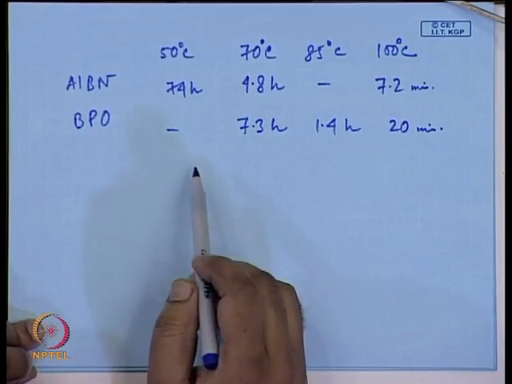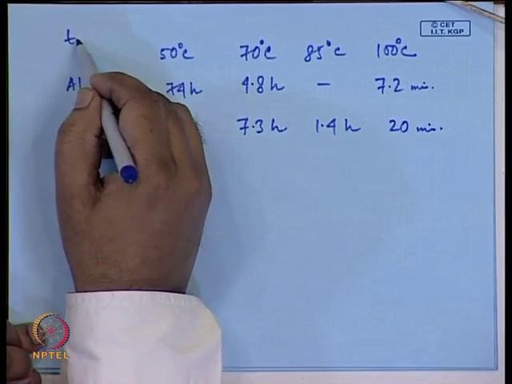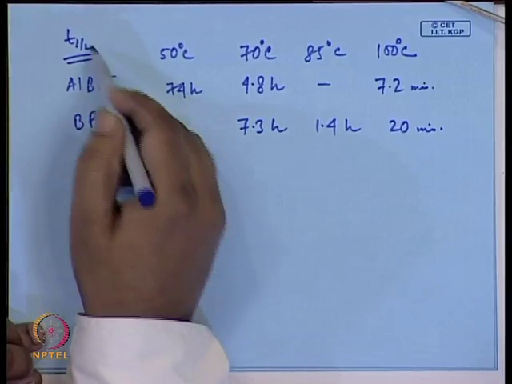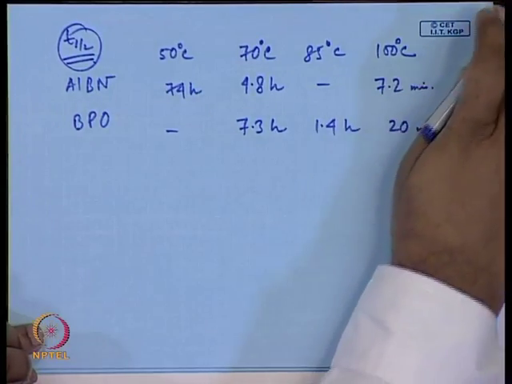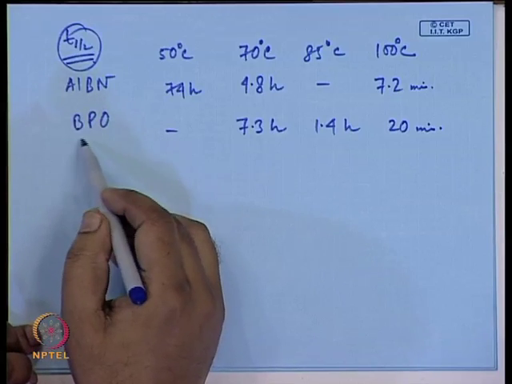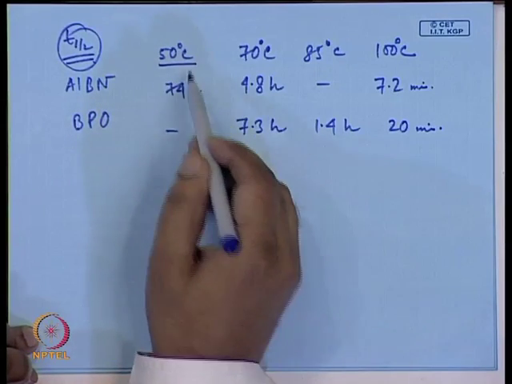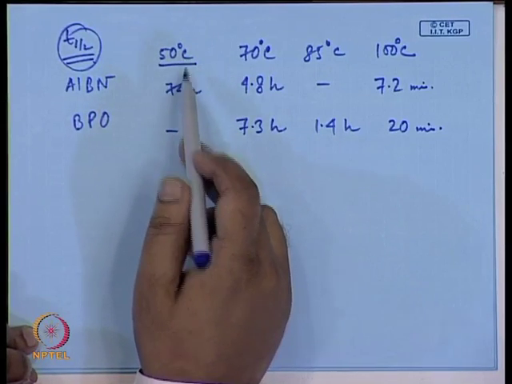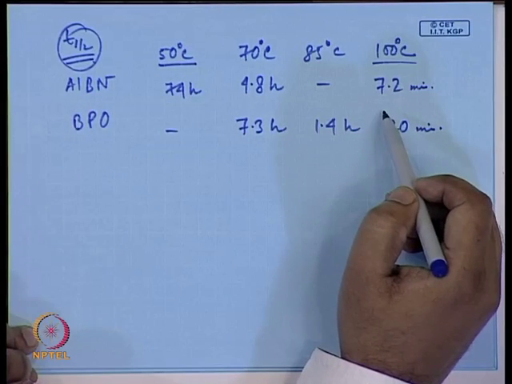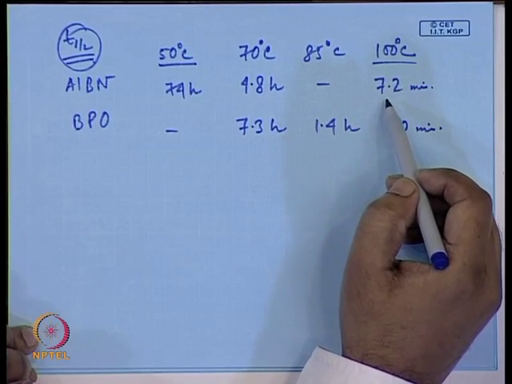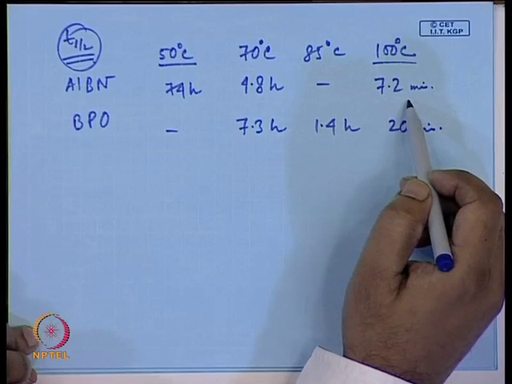So, these are the t half numbers for commonly used initiators, AIBN and BPO. AIBN has a t half value at 50 degree centigrade of about 74 hours, whereas at 100 degree centigrade it has a t half of 7.2 minutes.